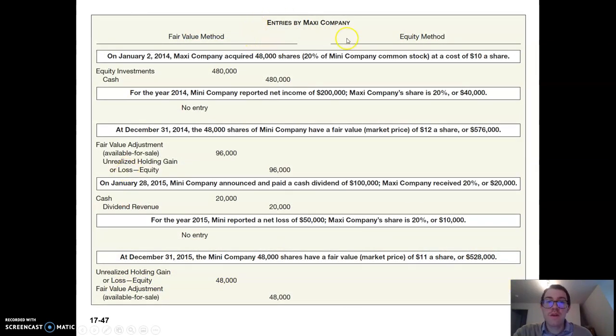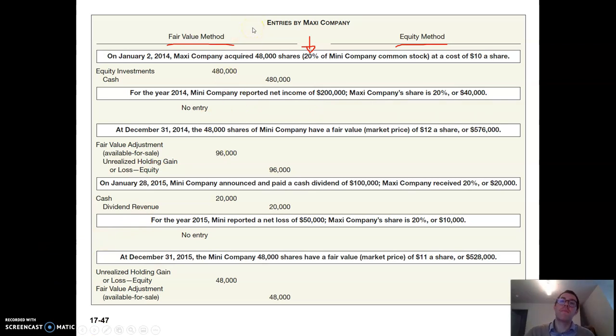Okay. So, here is a great contrast. On the left-hand side, we've got the old fair value method. On the right-hand side, we have the equity method. We're going to go through one example and see how we account for it under both approaches, using an example with exactly 20%, so it could go either way.